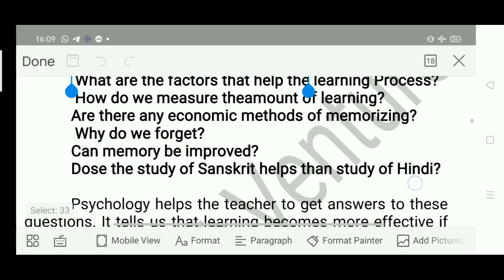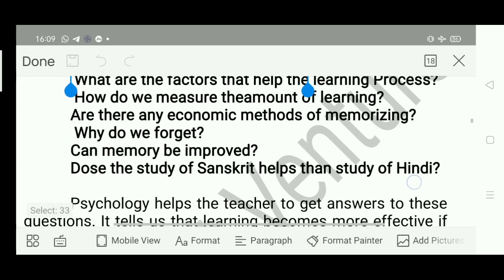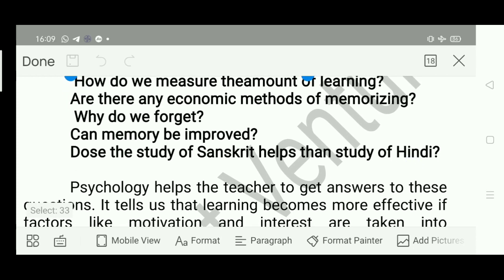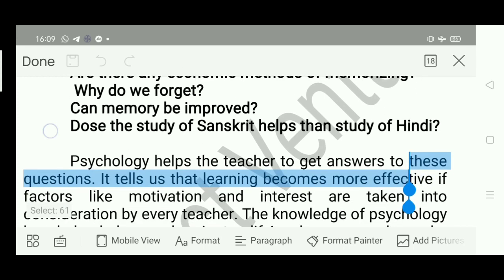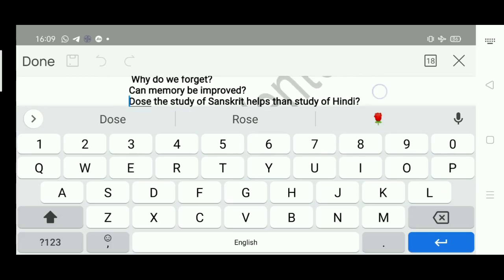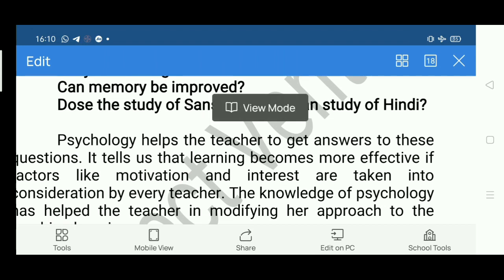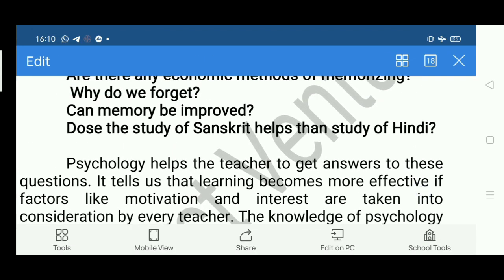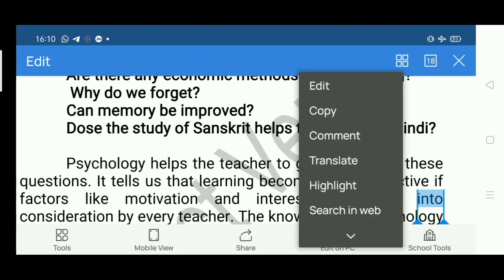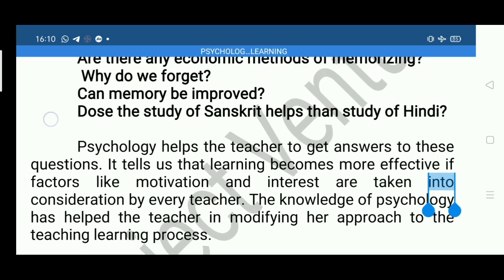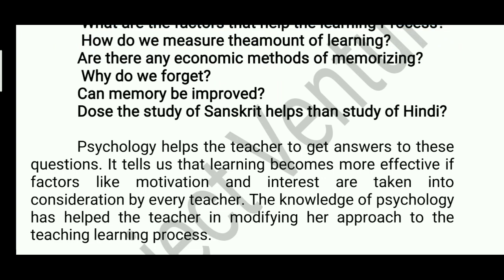Are there any economic methods of memorizing? Why do we forget? What are the factors that affect our memory? Can memory be improved? This is a general question by which we think whether memory can be improved or not. Does the study of Sanskrit help the study of Hindi? Means transfer of knowledge, how it is helpful. In this way, psychology helps the teacher to get answers to these questions.